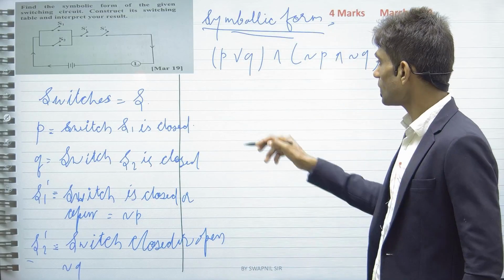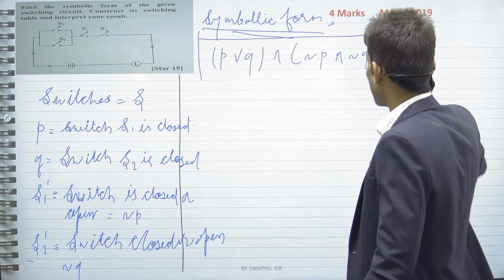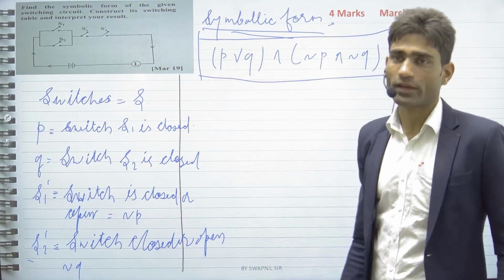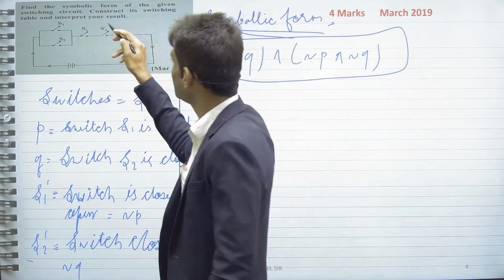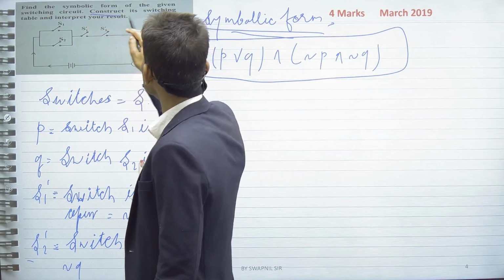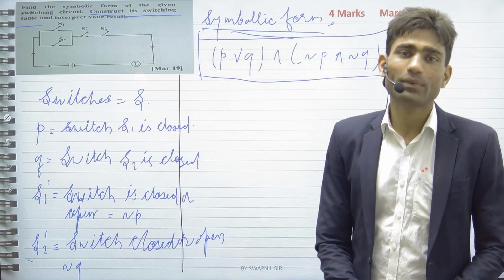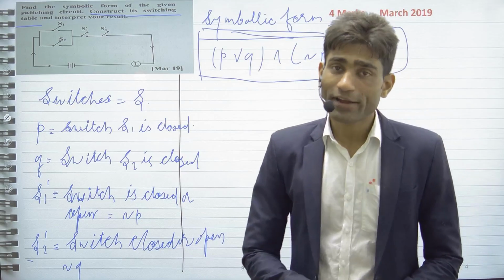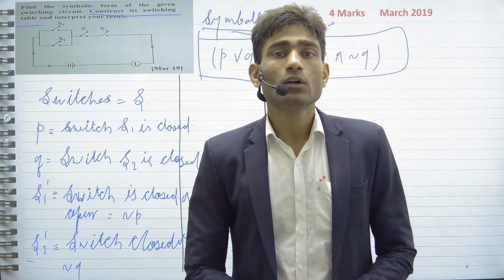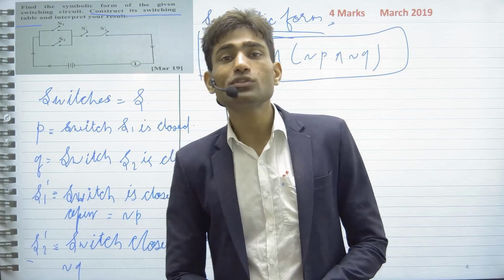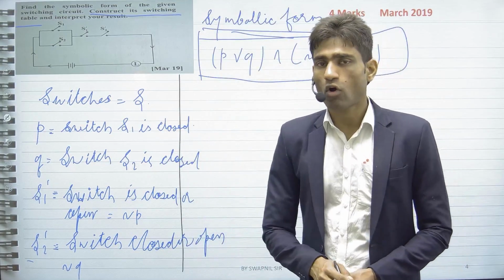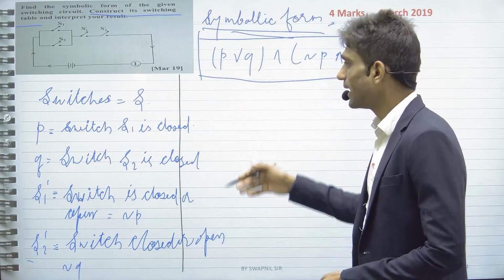So this one is our required symbolic form, but we don't have to stop here. The next part of the question says to construct its switching table. That means we have to find the switching table, whether the truth values of that table give the circuit on or off, and we have to represent it at the end.